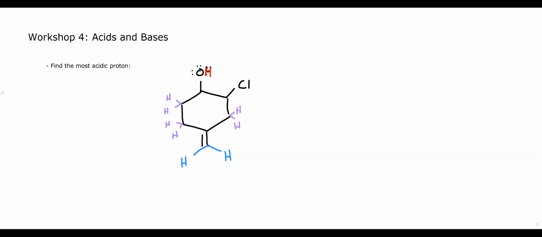Well, remember, alcohols have pKa's around 16 to 18. So we'll put somewhere around 17 here for the red hydrogen. For the double bond, this pKa is around 45, so much less acidic. And then for all these purple hydrogens, these are going to be in the neighborhood of 45 to 50.